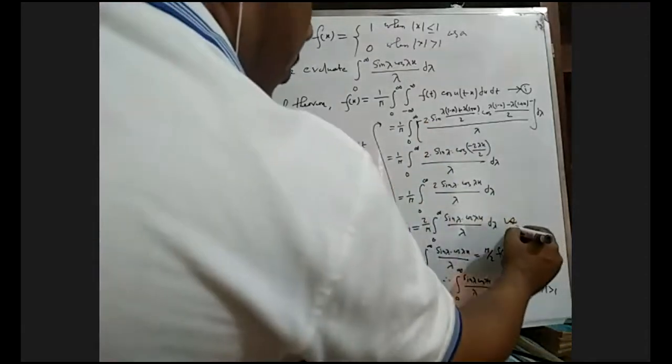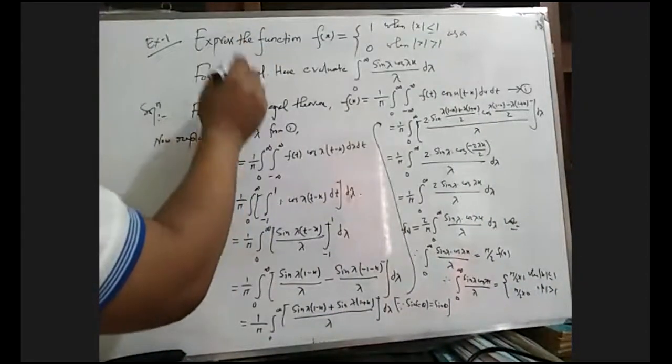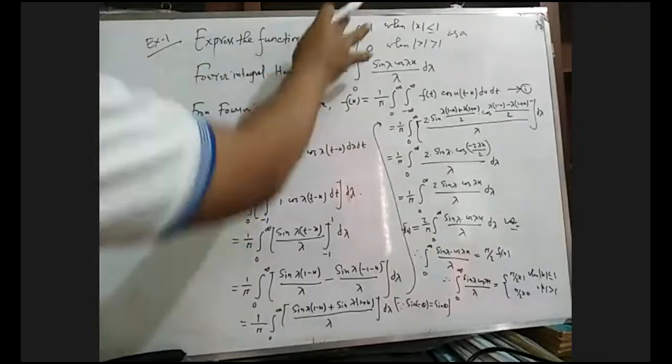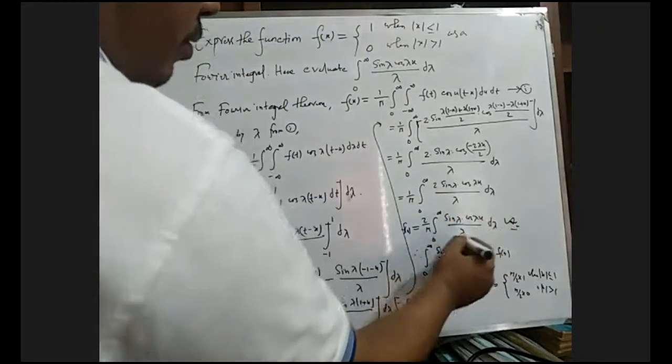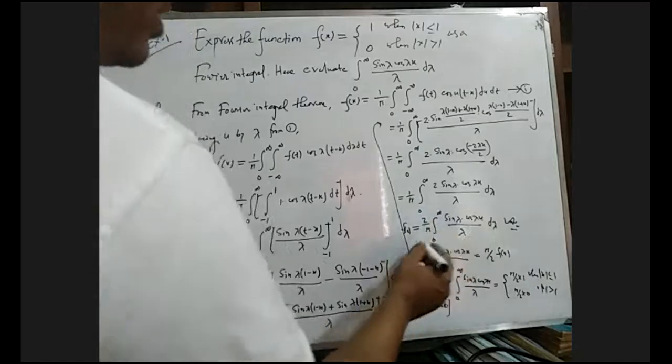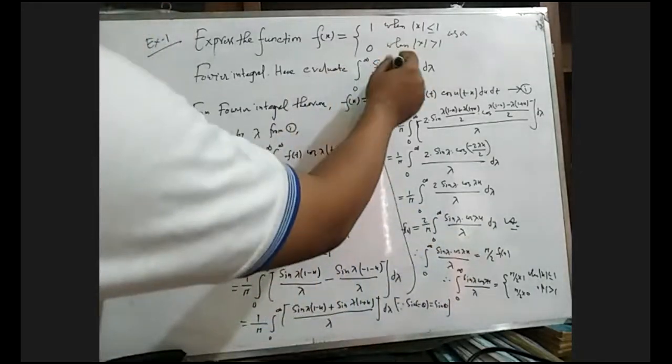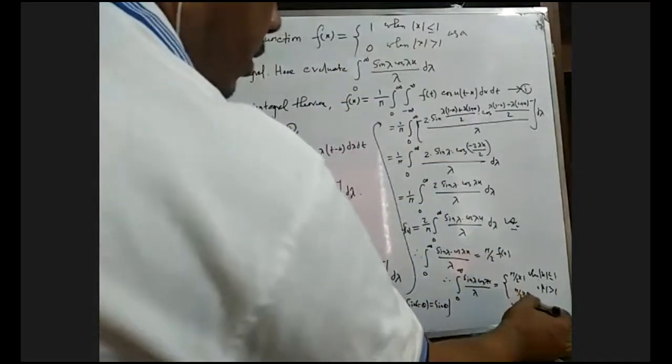And this is one result. This is the Fourier integral transform of the given function, and this is the evaluation of this improper integral. Okay, this is the result.